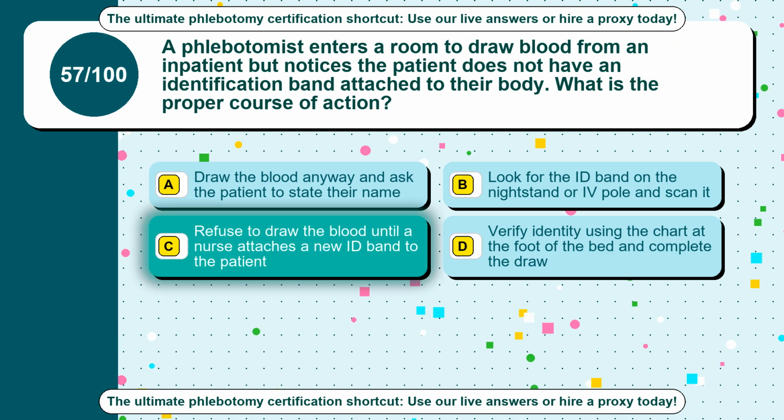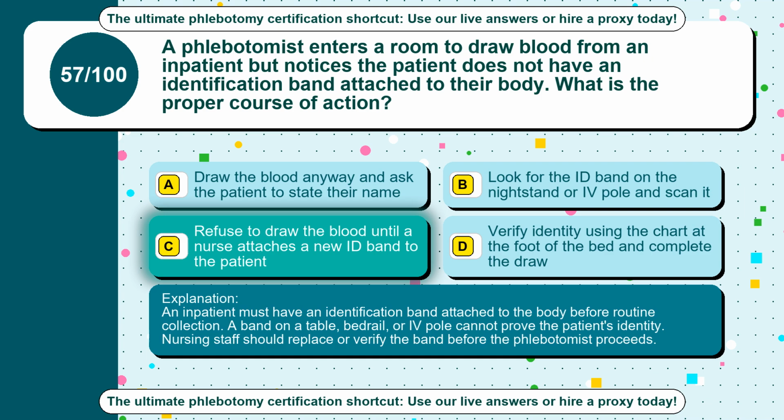The correct answer is option C, refuse to draw the blood until a nurse attaches a new ID band to the patient. An inpatient must have an identification band attached to the body before routine collection. A band on a table, bed rail, or IV pole cannot prove the patient's identity. Nursing staff should replace or verify the band before the phlebotomist proceeds.